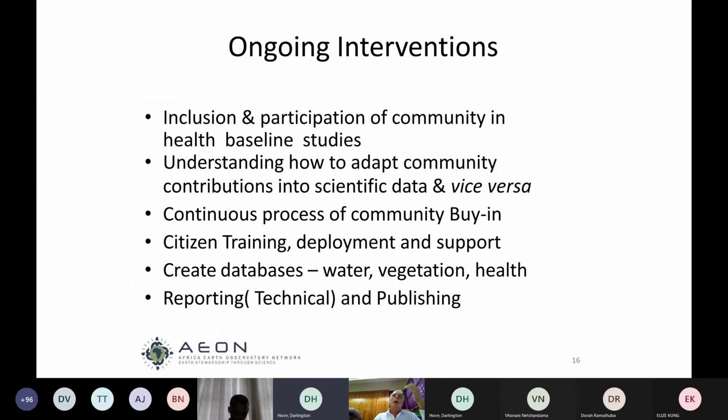Now, what are the ongoing interventions? Inclusion and participation of community in health and baseline studies, understanding how to adapt to community contribution into science and data, and vice versa. So this is the learning from the community, the co-creation of knowledge. Continuous process of community buy-in, citizen training, deployment and support, and then also to create these particular databases of the whole Karoo, and then reporting, technical and publishing.